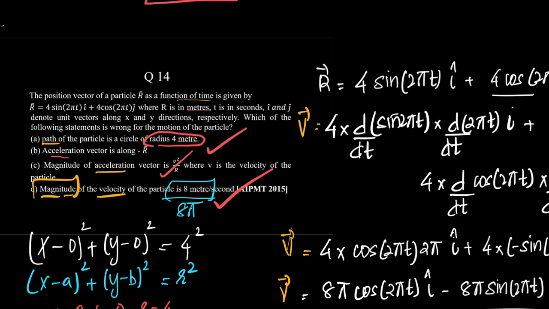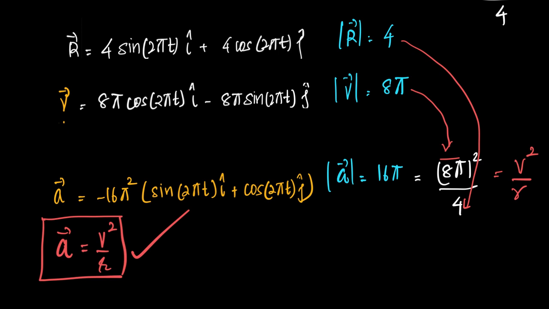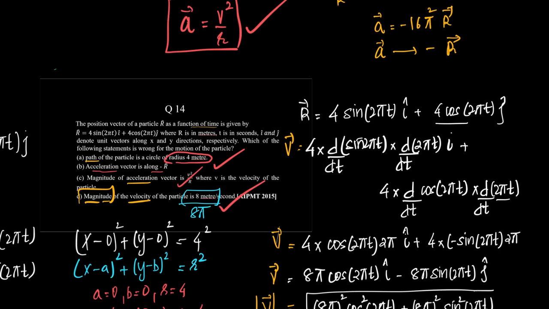Now we need to check whether acceleration is along minus r. From this step we can say that this part of the equation represents r. So I can write the acceleration vector as equal to minus 16 pi square into vector r, or otherwise that acceleration is directed towards minus of vector r, in which case the second option is also correct, and therefore we conclude the question here.